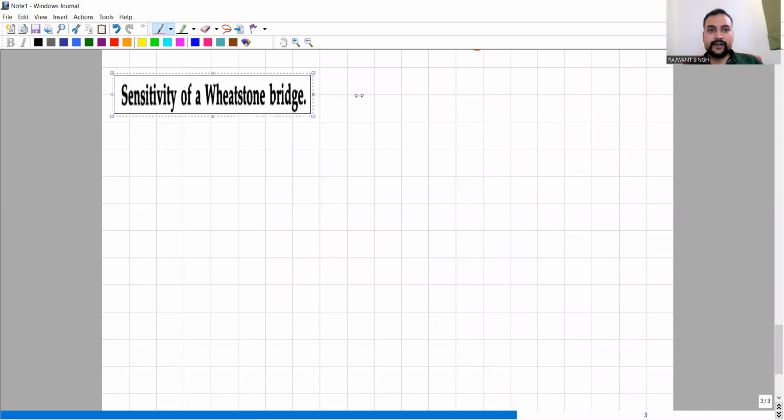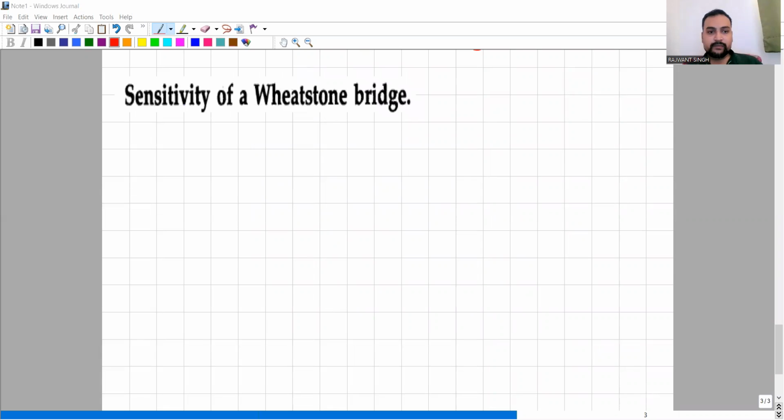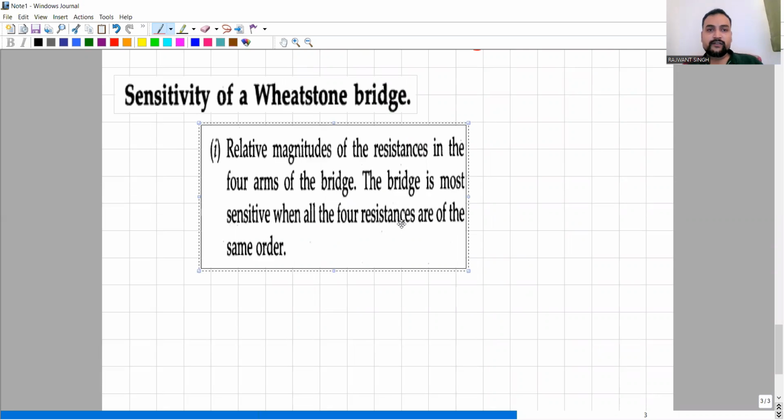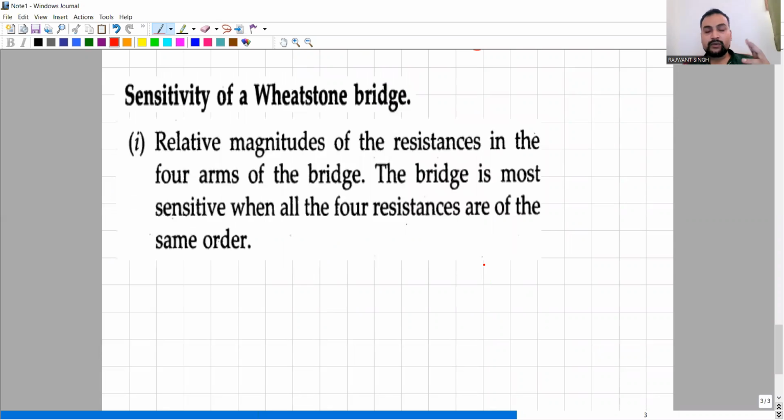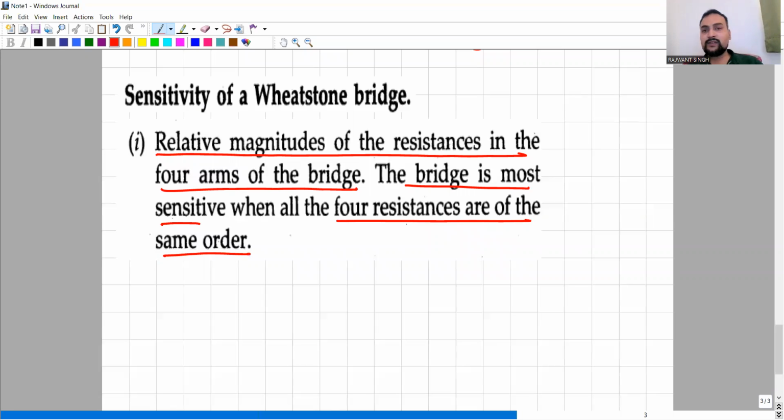The next is sensitivity of the Wheatstone bridge. This is also very simple. The Wheatstone bridge will become very sensitive if the resistances that you are using, P, Q, R, S, all those four resistances are of the same order. Relative magnitude of the resistance in the four arms of the bridge: the bridge is most sensitive when all the four resistances are of the same order. Same order means they have values which are near to each other, not like one resistance is 100,000 ohms and the other resistance is 1 ohm. That's not the same order.